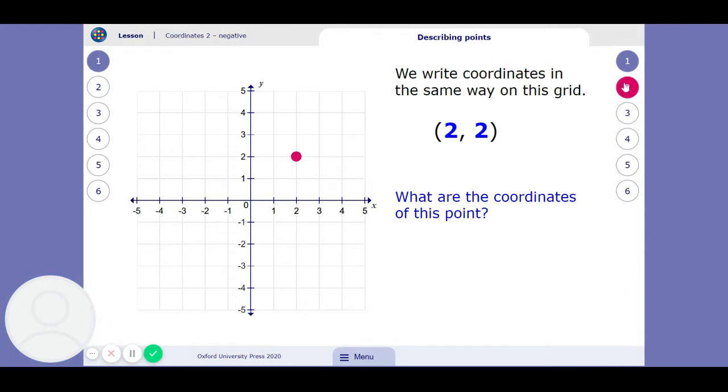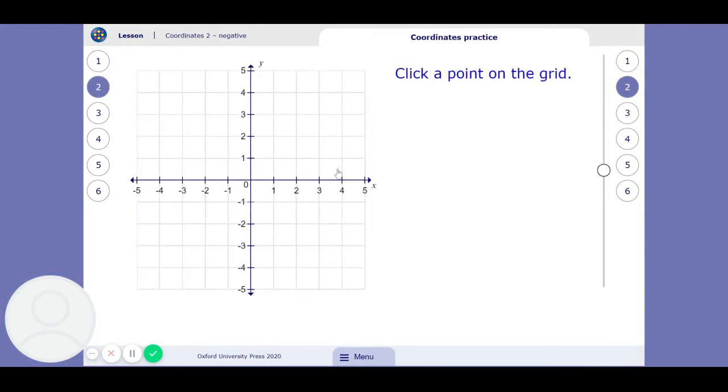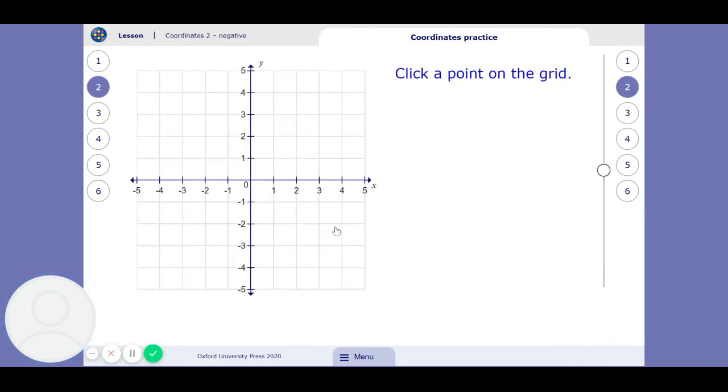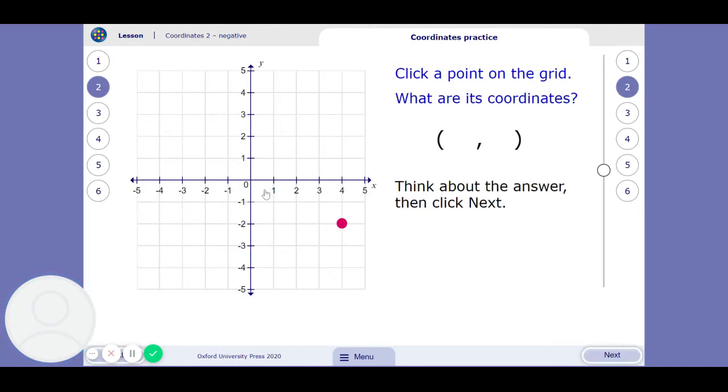So that's the basics. Right, so if we click on a point here, let's start off with this one. Think about the answer and then click next. What are the coordinates? So 2 across and 1 up should be 2, 1. So let's try another. Let's do some different things. So let's try one over here. So that's 4 across and 2 down. So we're not going to put 4, 2. We're going to put 4, minus 2.